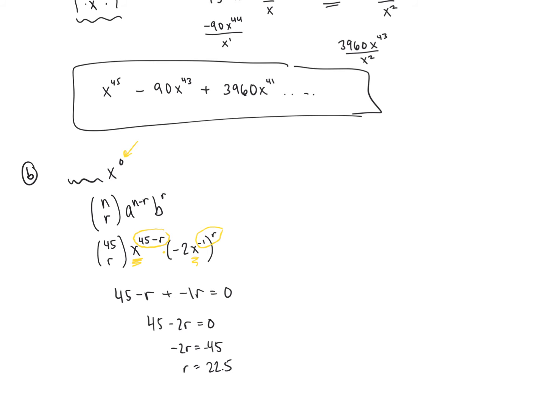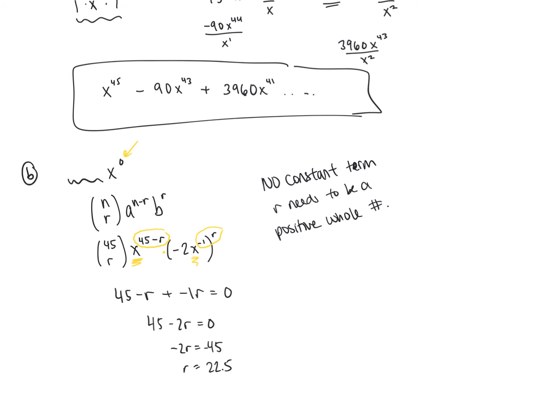22.5. Therefore, there is no constant term because r needs to be a positive whole number, because it's talking about which term we're at.